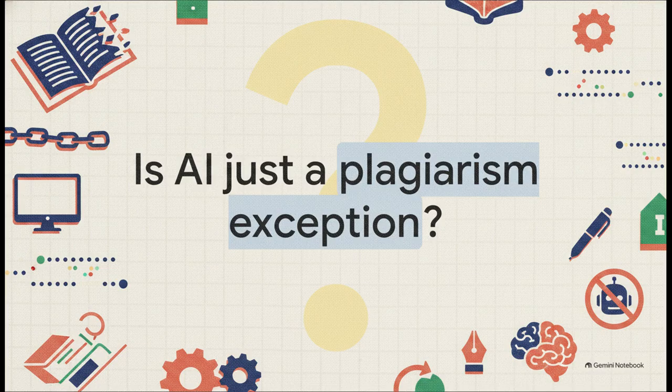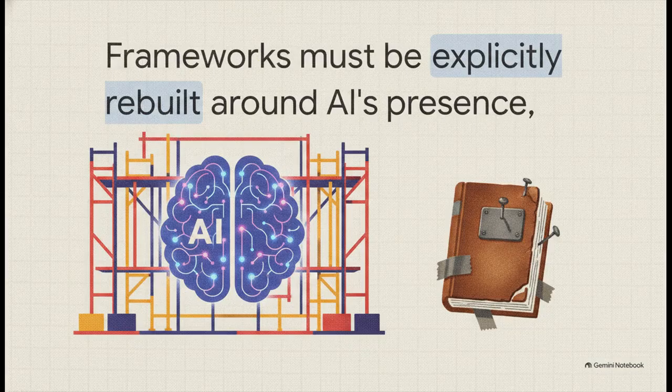Should we really just take our 20-year-old plagiarism rulebooks, bolt on a tiny paragraph at the very end saying, oh yeah, and don't use AI, and call it a day? According to Eaton, the answer is a resounding no. Academic integrity frameworks have to be explicitly rebuilt entirely around the presence of AI in scholarly work. We simply cannot treat it as a bolted-on exception. It's a live, constantly evolving debate.